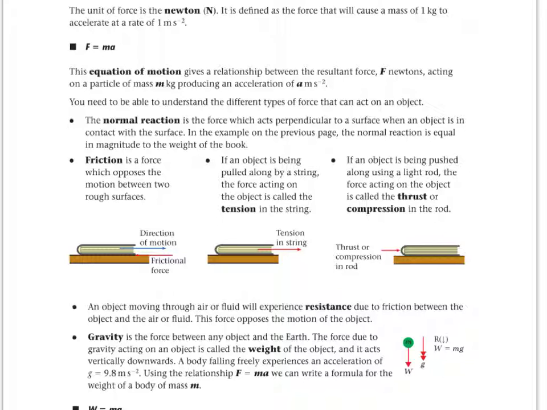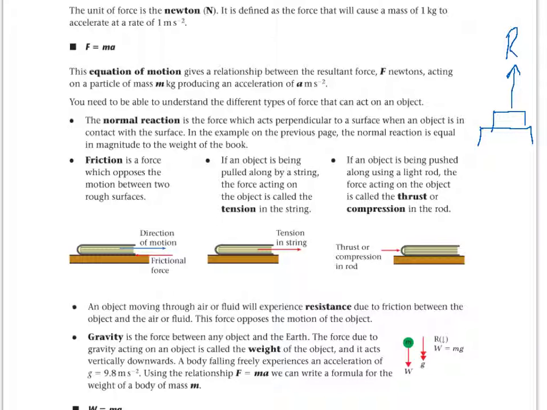Now, we haven't got that picture, so I'm just going to show you that quickly. So we've got a table, and we've got a book sat on the table, and because the book's sat on the table, perpendicular to that is going to be the resultant up here. Okay, you need to make sure you mark that on a lot of diagrams during Mechanics 1.